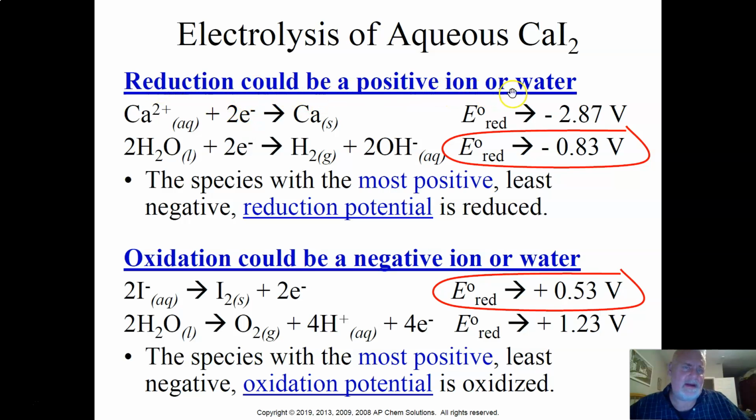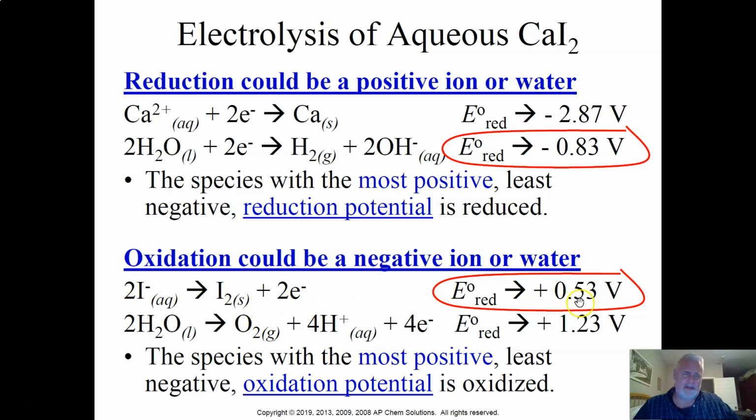Reduction could be a positive ion or water, all right? And the species with the most positive and least negative value would be the one that is being reduced in this reaction. So if we put calcium iodide and ran power through it, we know that the water is going to kind of take over the reduction reaction. And this is one that will be given to you, I'm sure, but the reduction reaction is the one that produces hydrogen. The oxidation reaction of water is the one that produces oxygen.